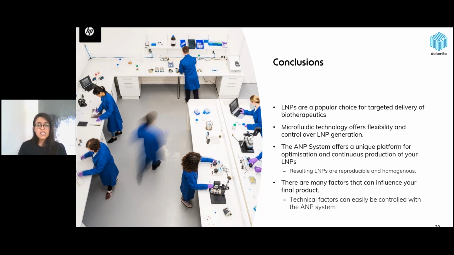There are many factors that can influence your final product. Technical factors such as mixing type and flow rate ratio, total flow rate, things like that can easily be controlled via the LNP system. And again, all of those graphs and any information around that is free for you to download as part of the webinar.